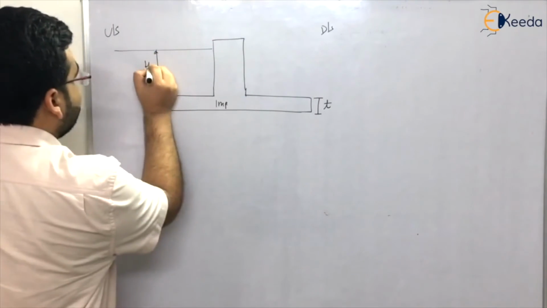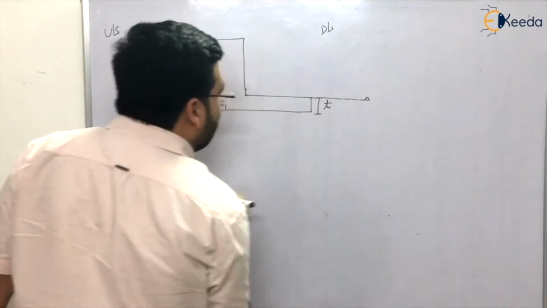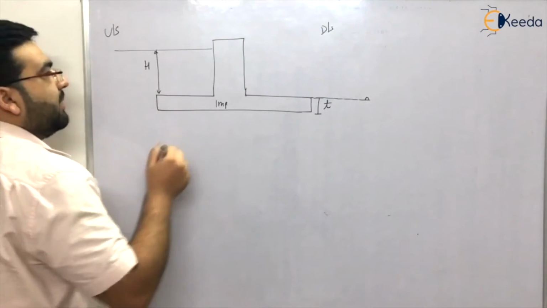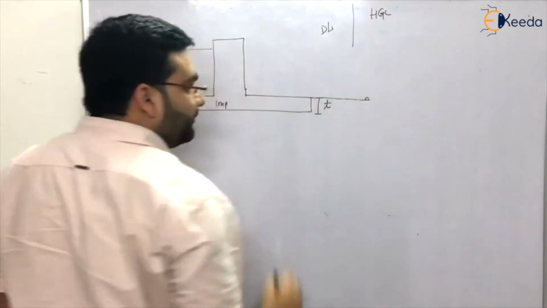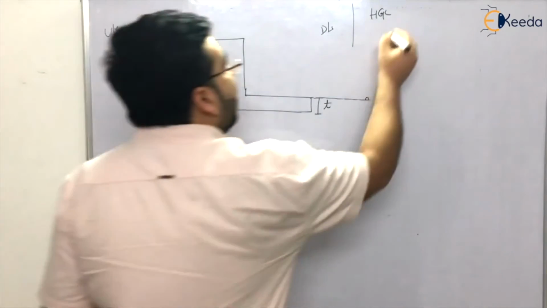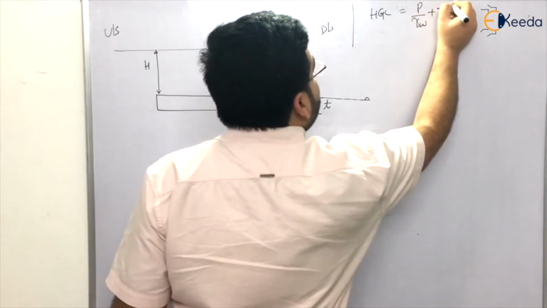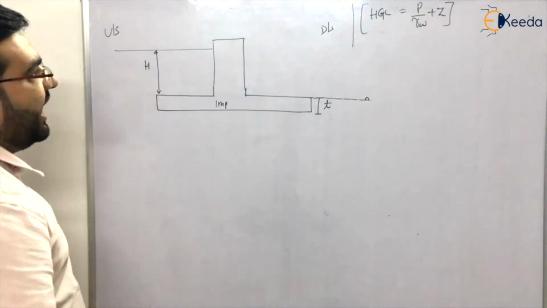This is RH, that is the head. The head here will be 0, and the head here is also 0. Now you must have heard about the hydraulic gradient line. What is the hydraulic gradient line? P by gamma W plus Z, that is the piezometric head, gives us the hydraulic gradient line.